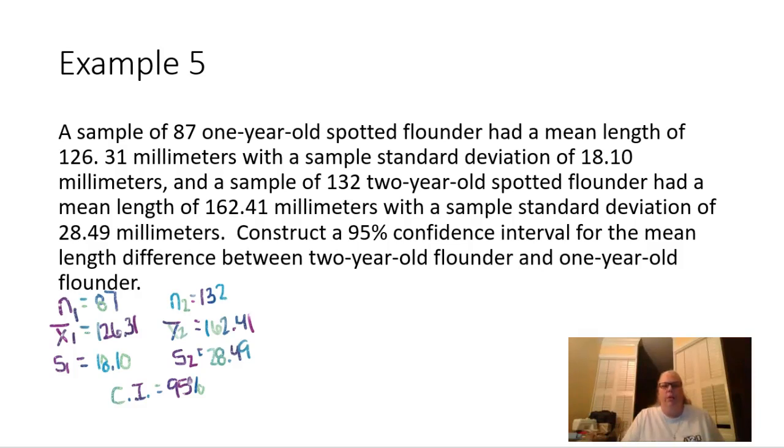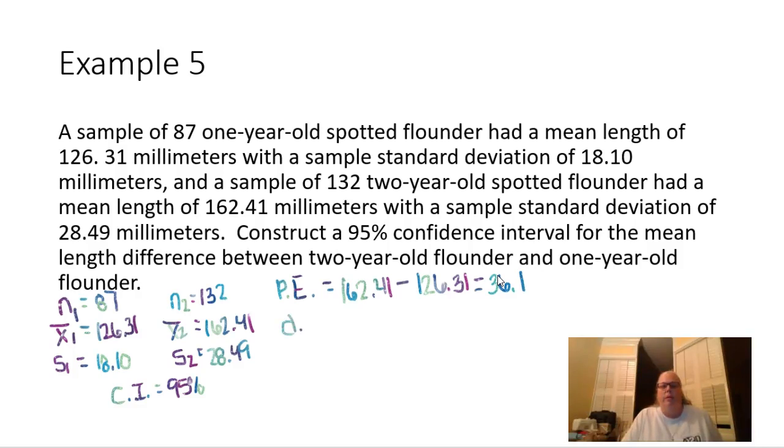All right, the first thing we're going to need is that point estimate. And that's going to be, I'm going to do x2 minus x1 so that I have a positive number here. So we're going to do 162.41 minus 126.31. And let's see what we get. And this is giving me 36.1, so there's our point estimate.